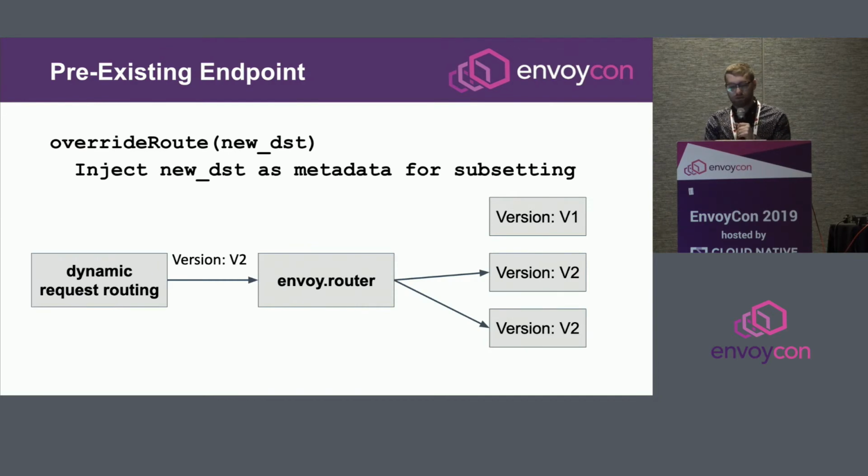The override route function could look like this. So inject the new destination where we want to send it to as metadata for subsetting. This will become a little bit more clear, but basically we propagate some metadata from our filter to the router, where there's already functionality in Envoy that does metadata subsetting.